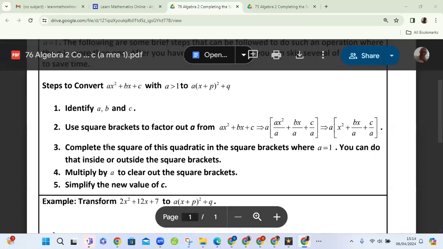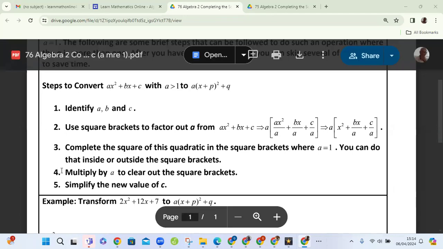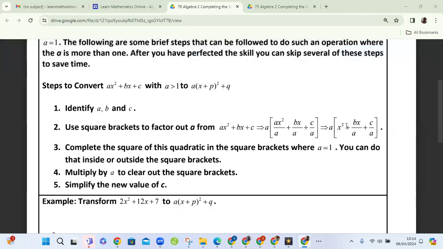We can complete the square of this new quadratic that is inside of the square bracket because it has a new b and a new c, and it doesn't have a anymore. It has only 1 x squared, all right, in the square bracket where a is 1. So you can do that inside or outside the square bracket. You can keep it inside the square bracket or do it outside of the square bracket.